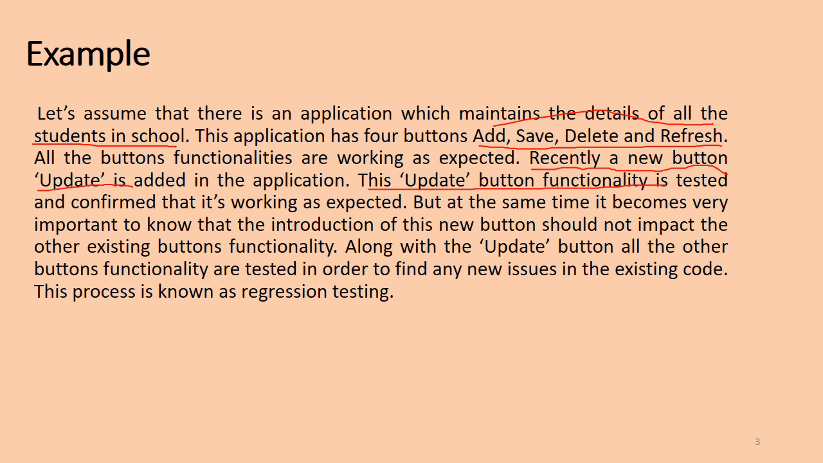But at the same time, it becomes very important to know that the introduction of this new button should not impact the other existing button functionality. Even if your overall system is working as expected, it should also not affect the functionality of the previous buttons. Along with the update button, all the other buttons' functionality is tested in order to find any issue in the existing code. This complete process, we call it regression testing.